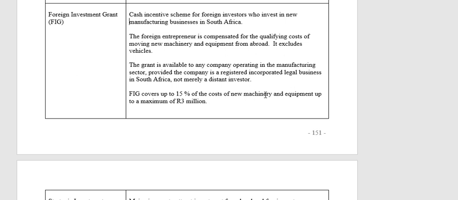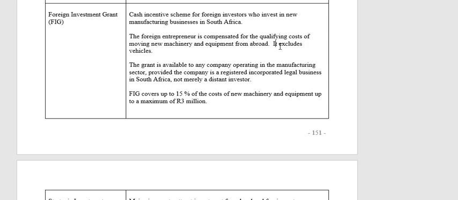All right. So any foreign investor who's willing to invest in a new business in South Africa, it has to be a new business. Okay. So basically, your foreign entrepreneur is compensated for the qualifying costs of moving new machinery and equipment from abroad. But it excludes vehicles. You can't import a delivery vehicle and say, okay, I want a foreign investment grant now. If you are establishing a business, and obviously the machinery and equipment is not available in South Africa because it tends not to be, and you have to bring over new machinery and equipment to put into your factory, obviously the transport of that machinery and equipment is hectically expensive.